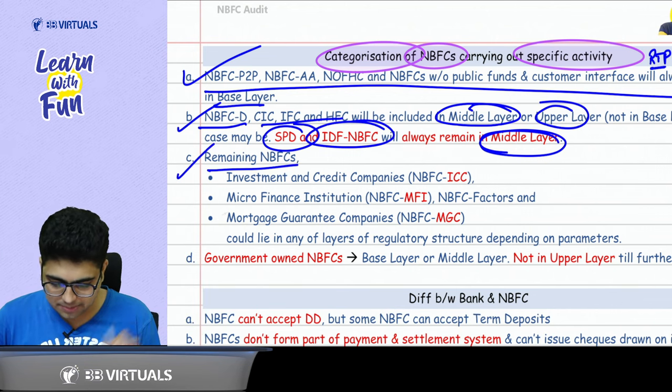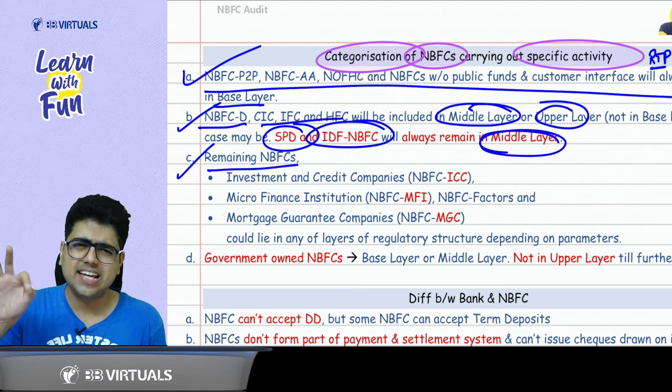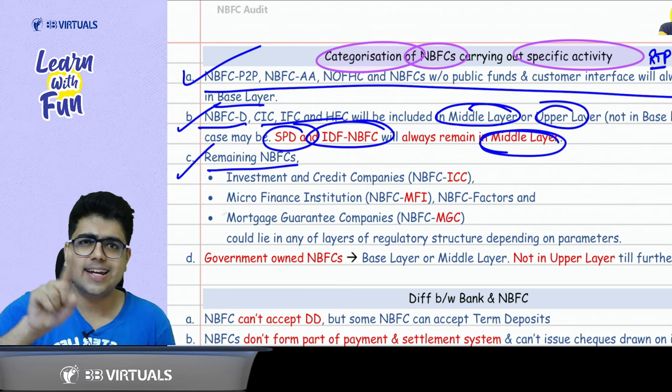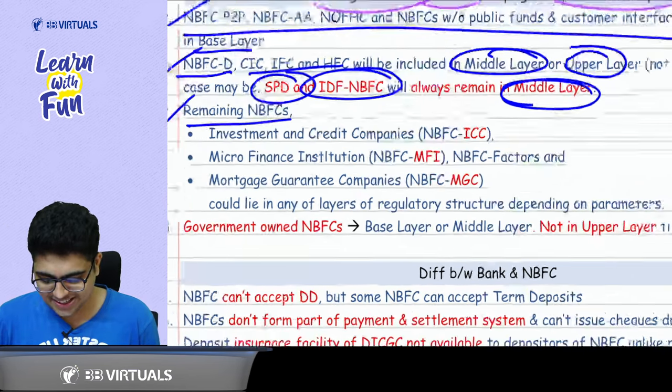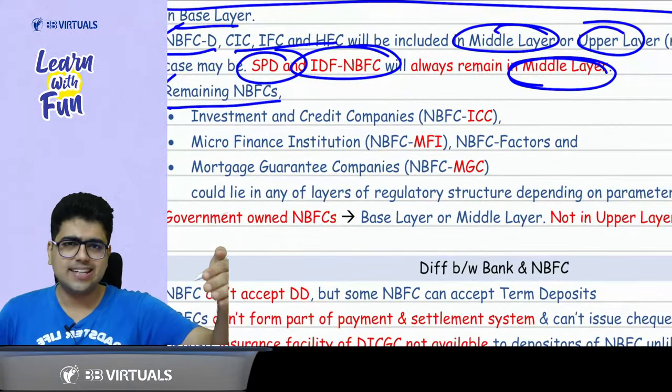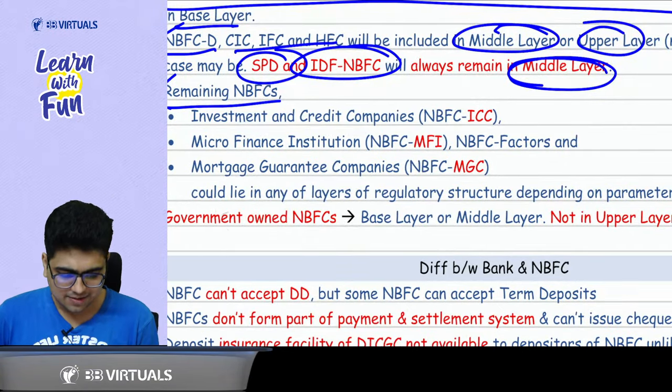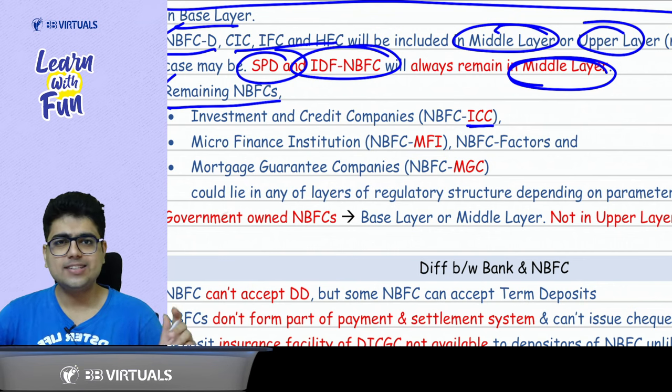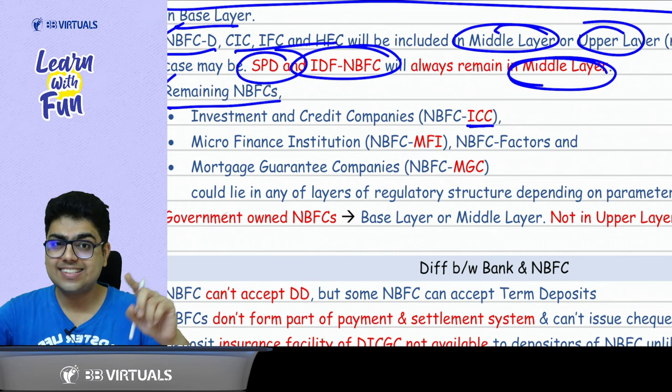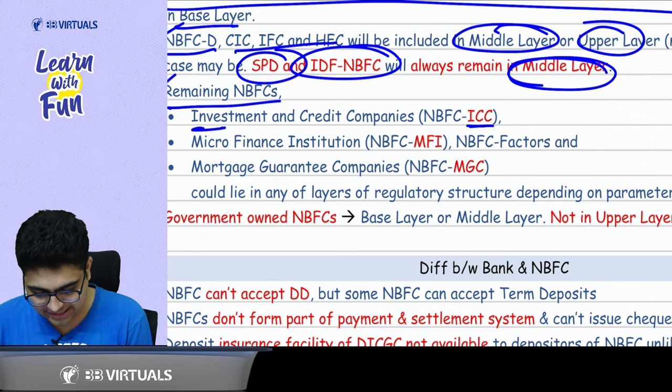Now let's talk about the remaining NBFCs. For this part, you should have a good cricket knowledge. Yes, cricket knowledge. See, these are just names. You have to learn them. Simple. First one is ICC. It is not International Cricket Council. It is Investment Credit Company.